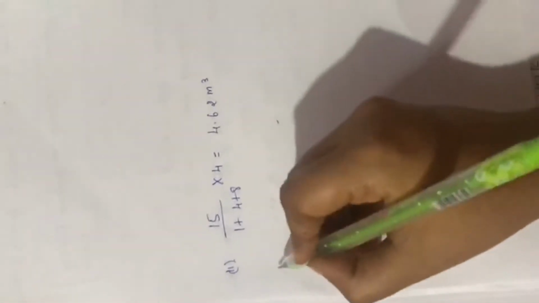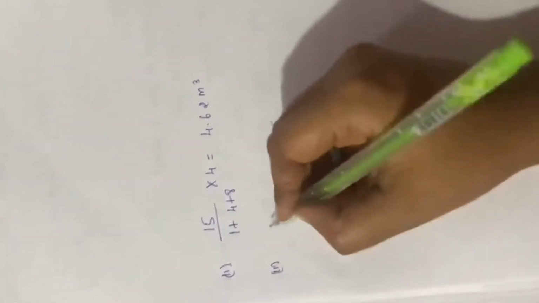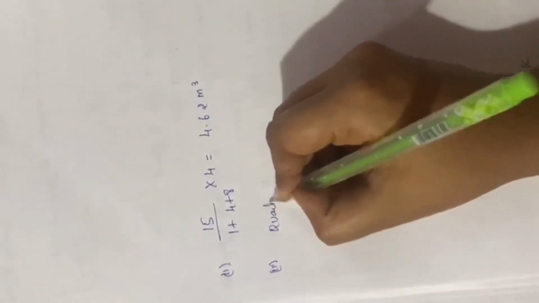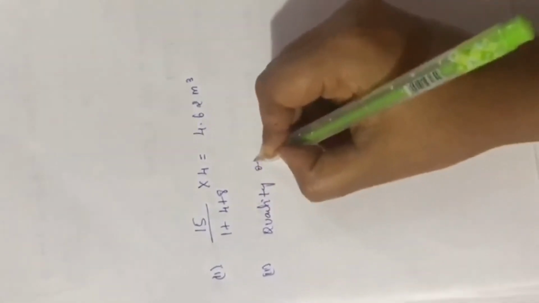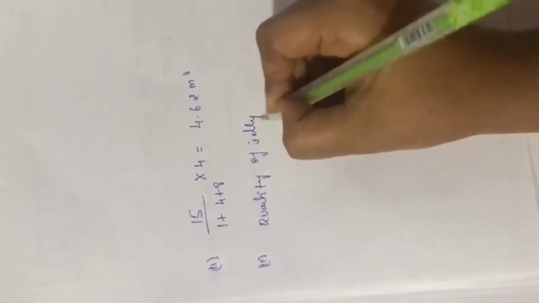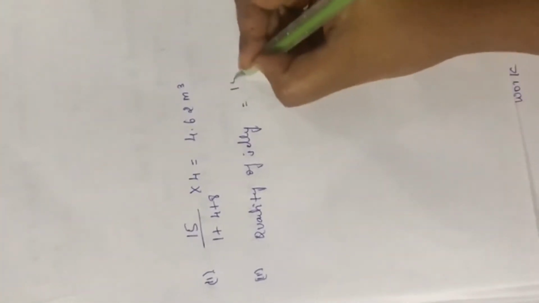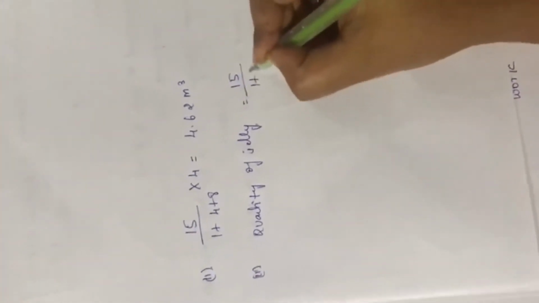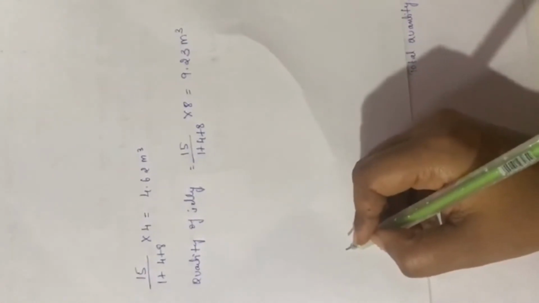Again we have to find the quantity of jelly. That will also be 15 divided by 1 plus 4 plus 8, into 8. That requires 9.3 meter cube of jelly. So here we know the quantities. What will be the rate when you are considering this? What will be the total cost of that particular project?